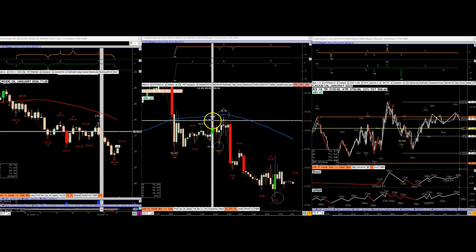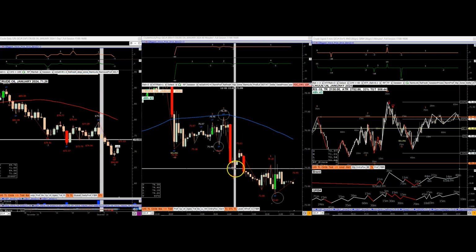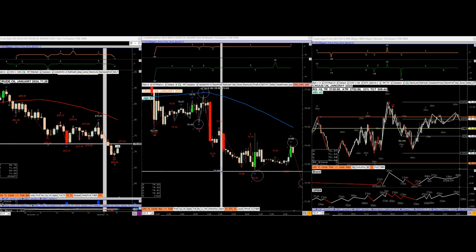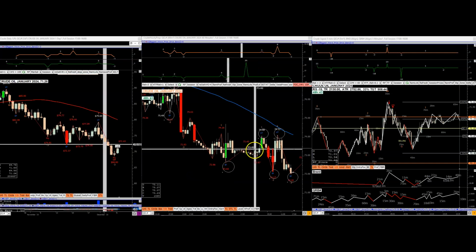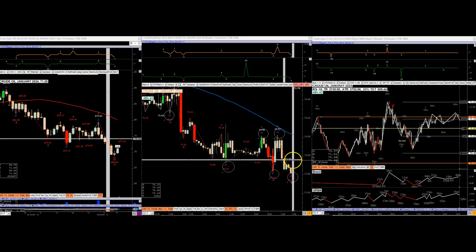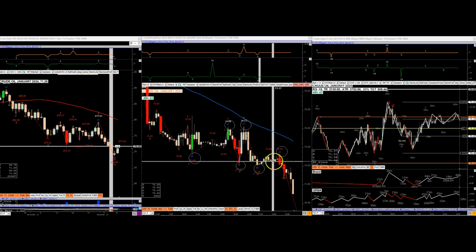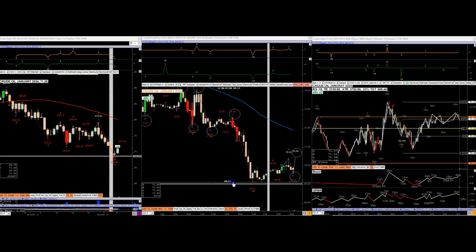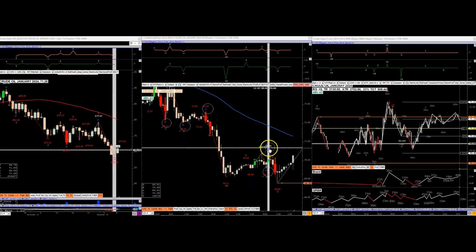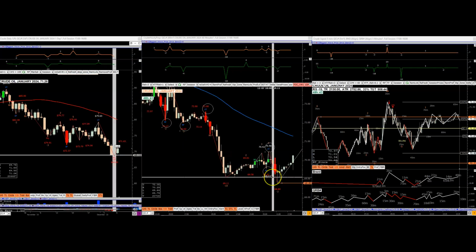So here, for example, you hit the spring, you hit the upthrust, and then you break the market. That's one. Hit the spring, hit the upthrust, break the market. By break the market, I mean lower lows. That's like 4 or 5 in a row. This is what happens in markets.